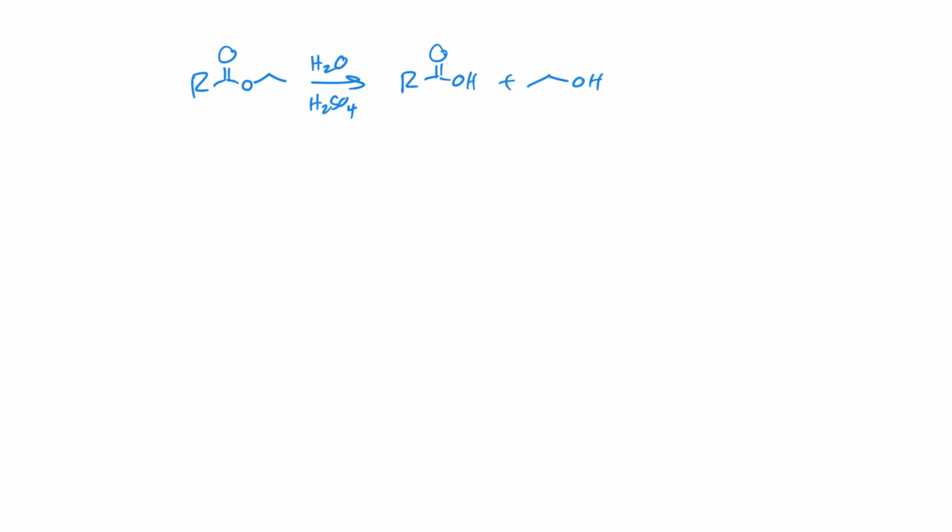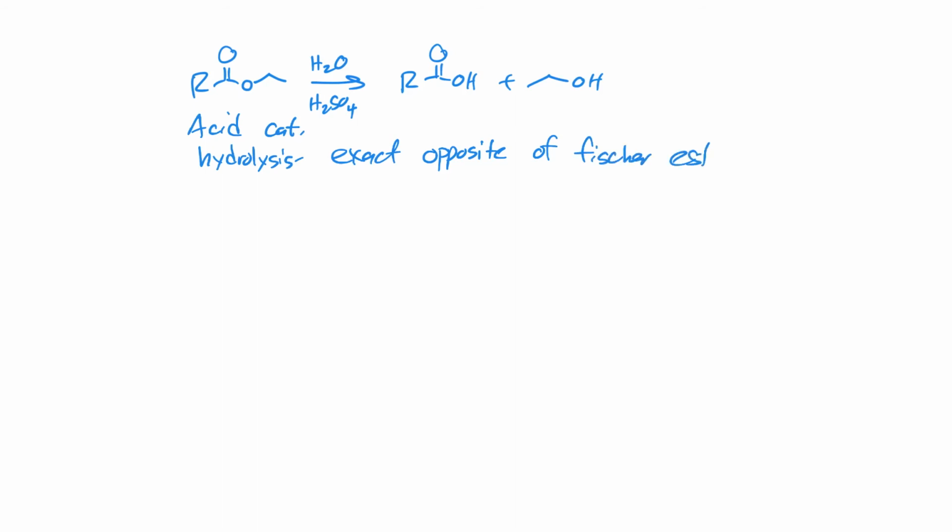And let's label this acid catalyzed hydrolysis. It's the exact opposite of what we saw a few slides ago, Fischer esterification. So if you take the 7 or so steps that we used in the Fischer esterification mechanism, reverse all of them, that is the mechanism for this acid catalyzed hydrolysis. So I'm not going to show that mechanism here. You can check that in your book, but it is exactly the opposite. Every step is just in reverse of the Fischer esterification reaction.